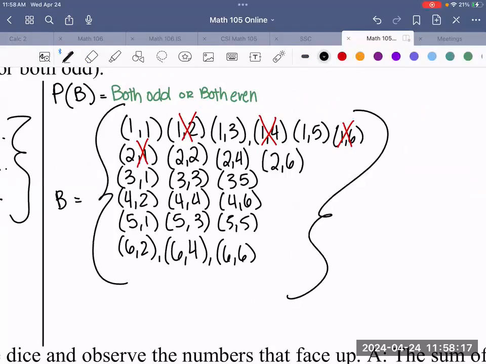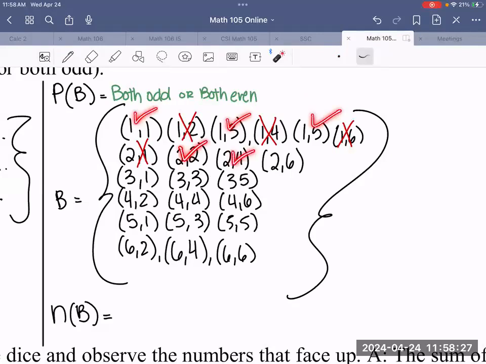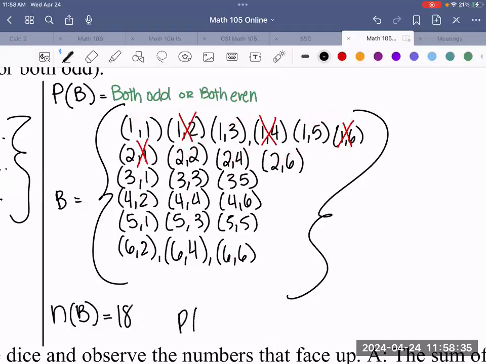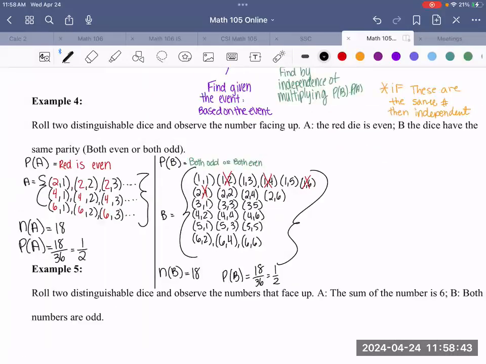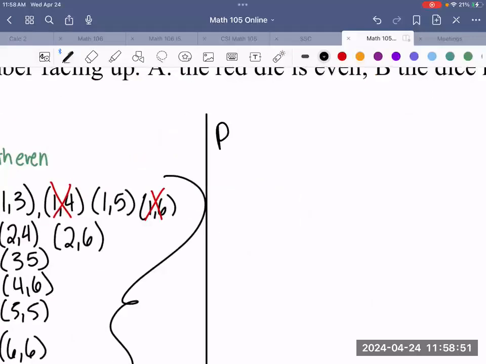So how many different ways can B occur? Counting them up, there are 18, which means the probability of B is again 18 over 36, or 1/2. So you've calculated A and you've calculated B, so now let's figure out the probability of A and B.